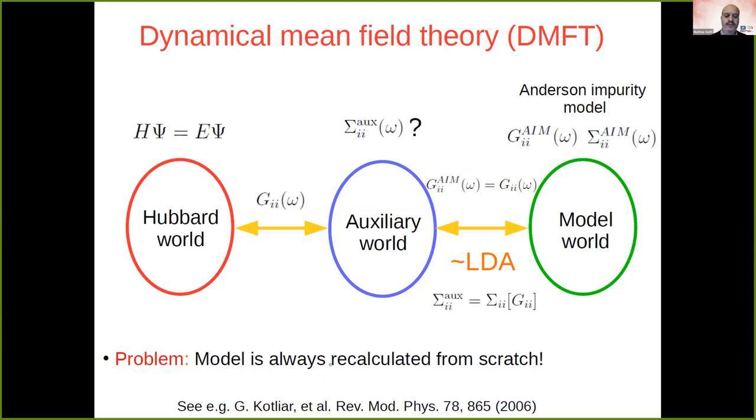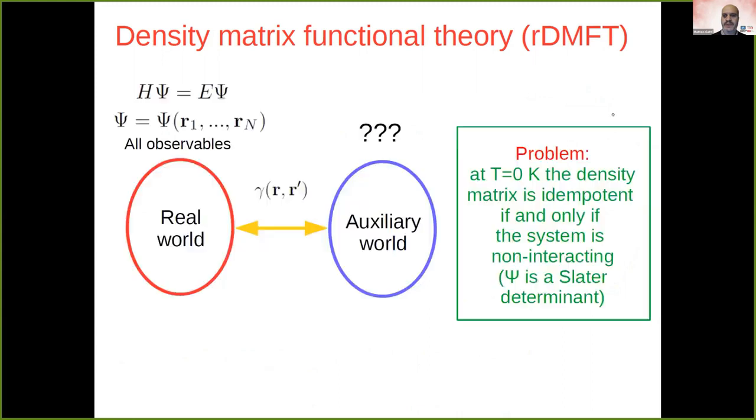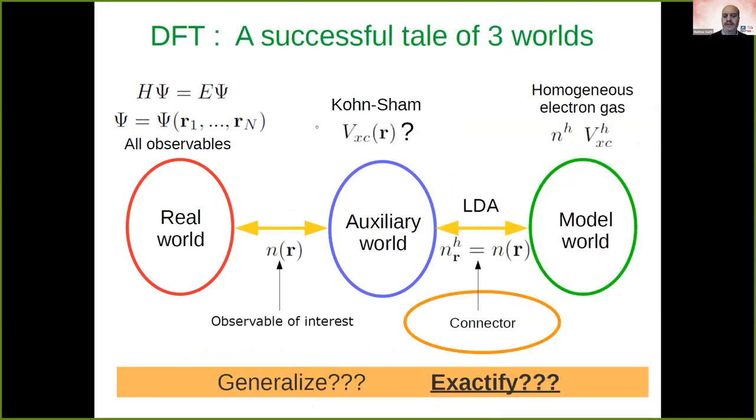Now, the remark I would like to make here is that this is very costly, because in DMFT, every time one has to recalculate from scratch the Anderson impurity model. So we don't profit, as in the LDA, from a calculation that has been done once and forever by someone else for us. So there is some improvement that we can do here. I will just say that auxiliary systems are not always possible, and a counterexample is the one of the reduced density matrix functional theory. I will skip this in the interest of time.